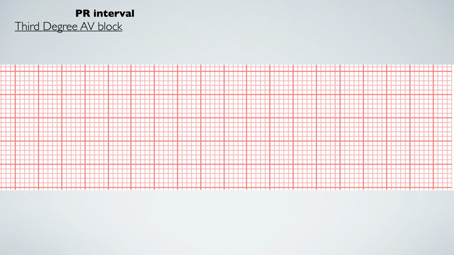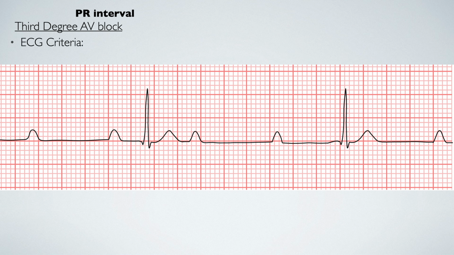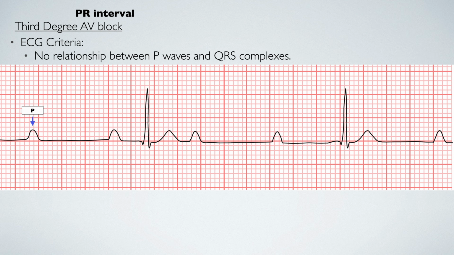Let's analyse the trace. In third-degree heart block, you need to be able to demonstrate complete dissociation from the P waves and QRS complexes. Note that the P waves are occurring at regular intervals, but they are not followed by QRS complexes. The QRS complexes appear to be occurring independently of atrial depolarization.